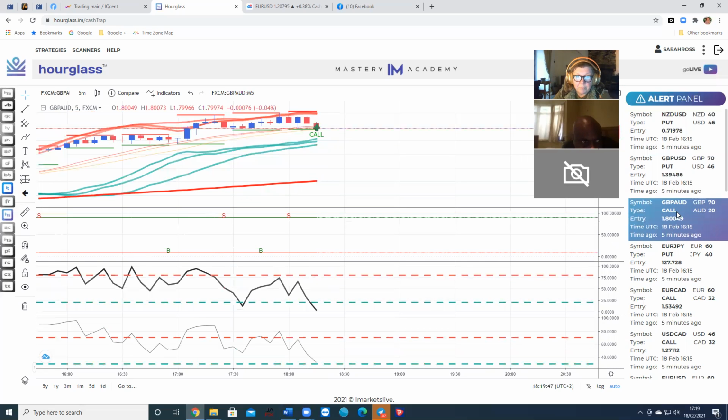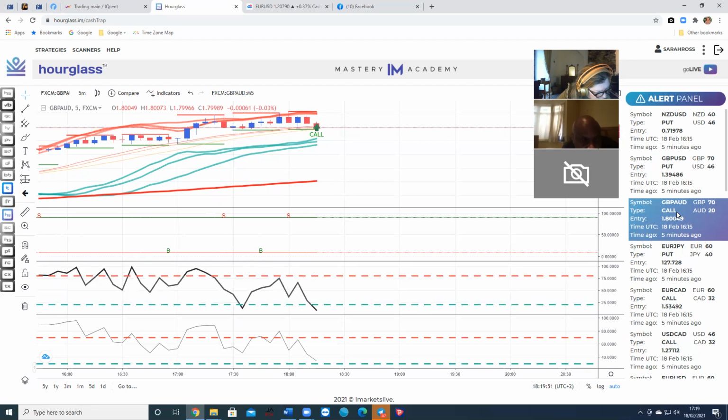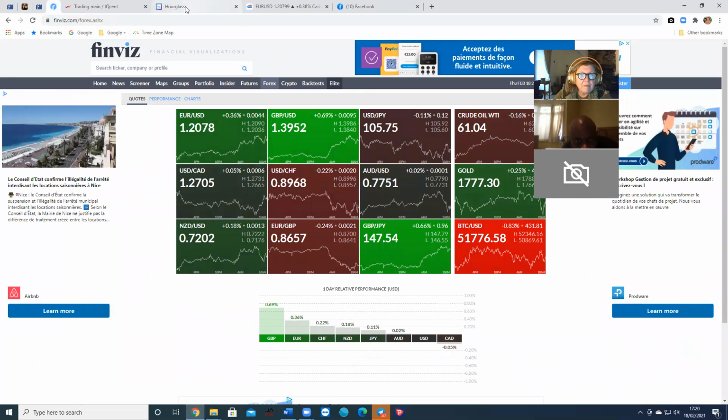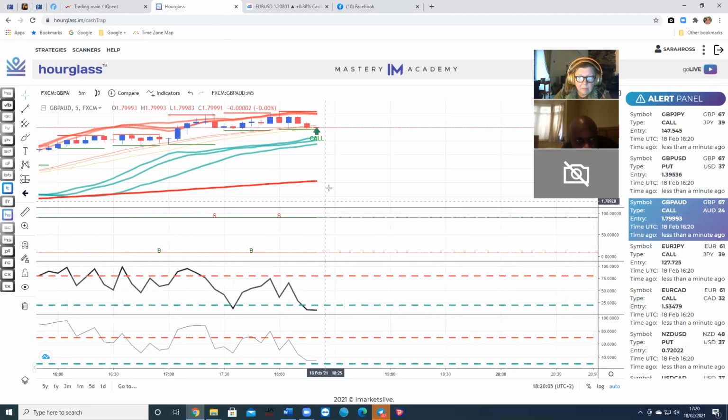GA, very fast pair. I know Les doesn't trade this and it's a very fast pair, but what we have got, I'll just check the, we've got GBP strongest in the order down there, so we could be buying this. The payout is, I haven't written the payout down.